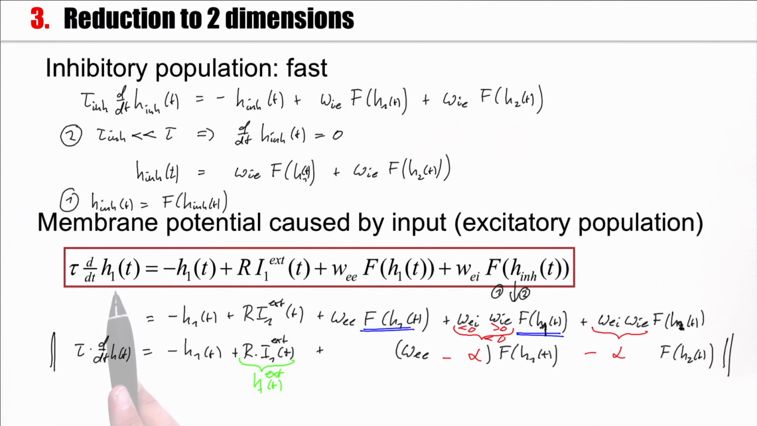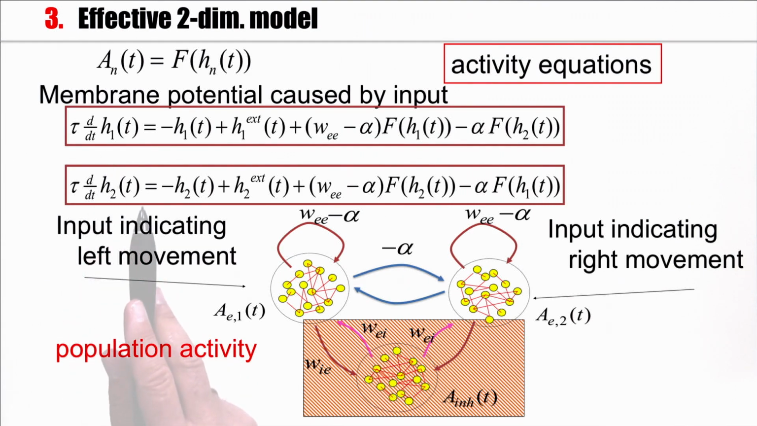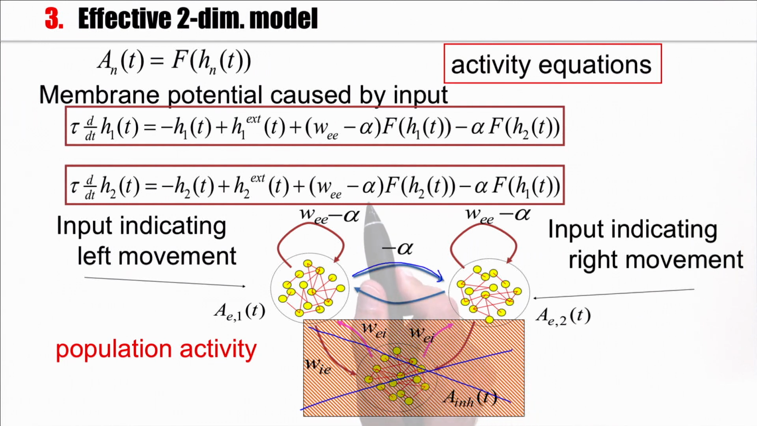And I can repeat exactly the same calculation for the second population. The result would look like this. It's the same equation, just with indices exchanged. Wherever I had H1, I write H2 and vice versa. Now, what has happened? We started off with 3 populations. We had 2 excitatory populations and 1 inhibitory population. Now, by these mathematical tricks that I've used on the previous slide, I was able to remove the inhibitory population. It has disappeared. And instead, I have an effective inhibitory coupling between the populations.